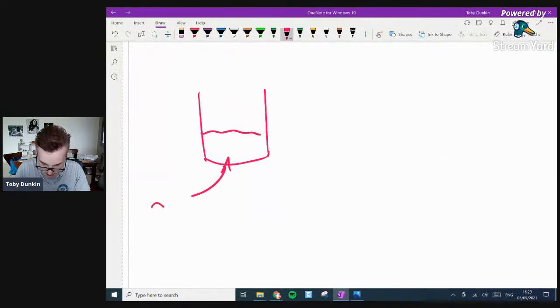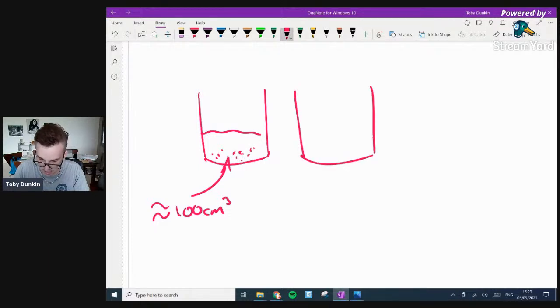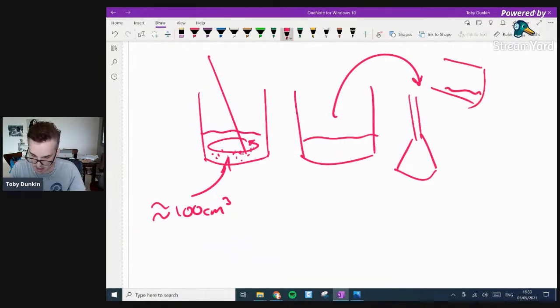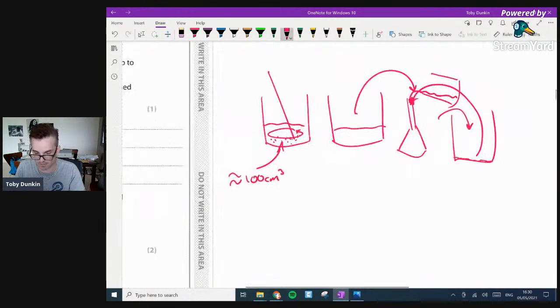So just to quickly draw this out, if you've made up the solution in here, this was approximately 100 centimeters cubed, and they added in the ethane dioic acid crystals. They wait for it to dissolve. They stir until it's completely dissolved. So this now we stir. We stir that until it becomes complete, and then we transfer it to a volumetric flask. And then what we do is we include all washings. The reason being is if you pour in your liquid, what we realize happens is at the end of it, we always end up with residue left behind in the beaker. So we want to wash this out. We add deionized water and then transfer to the volumetric flask.